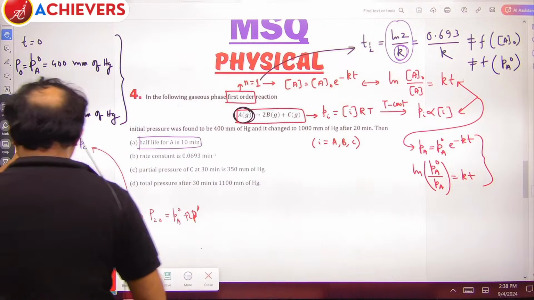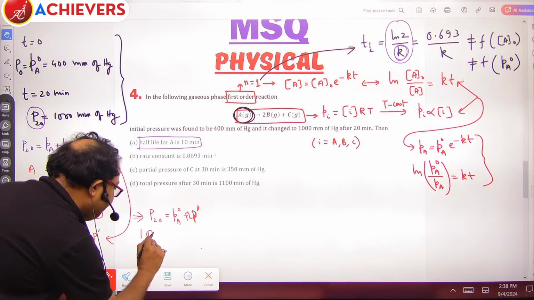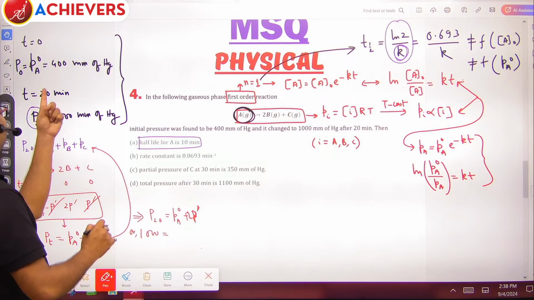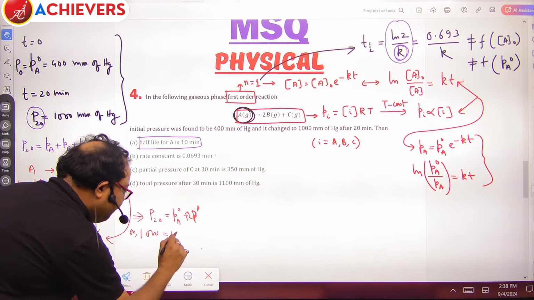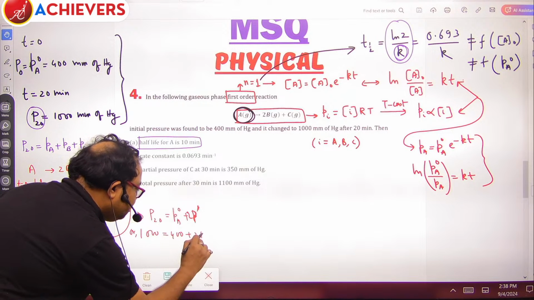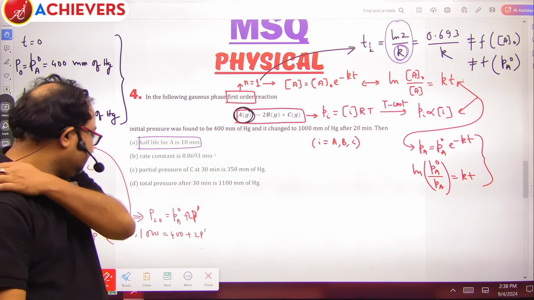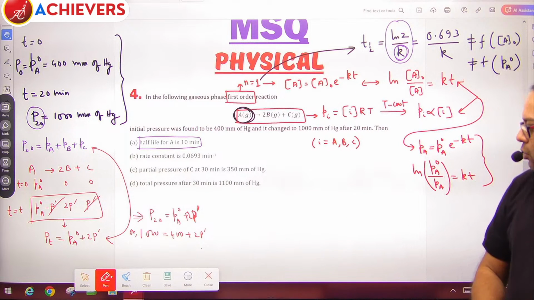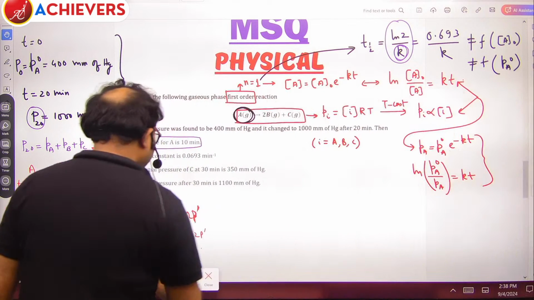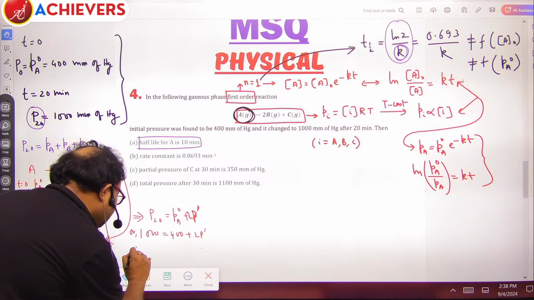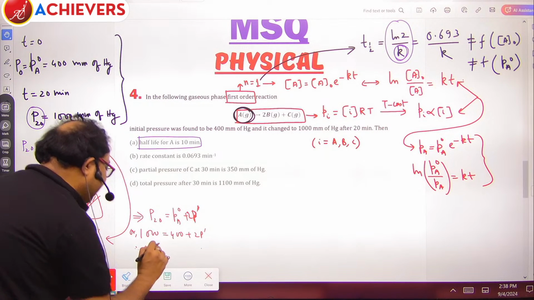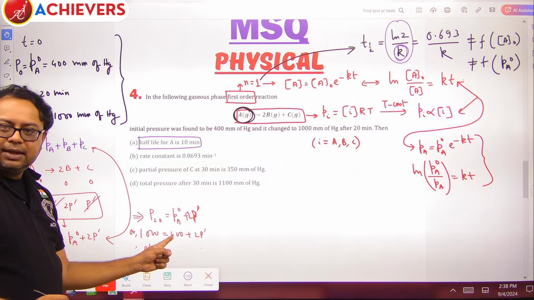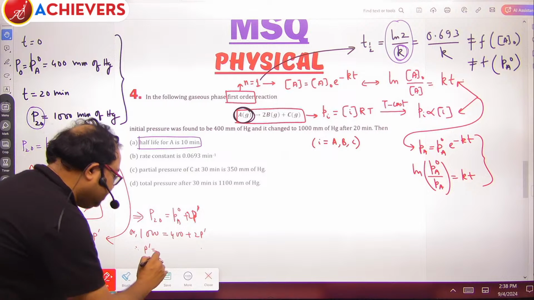Now P20 is given as 1000. What is the value of PA naught? PA naught is 400 plus 2P dash. So what is the value of P dash? The value of P dash is 1000 minus 400, that is 600 by 2, means 300.